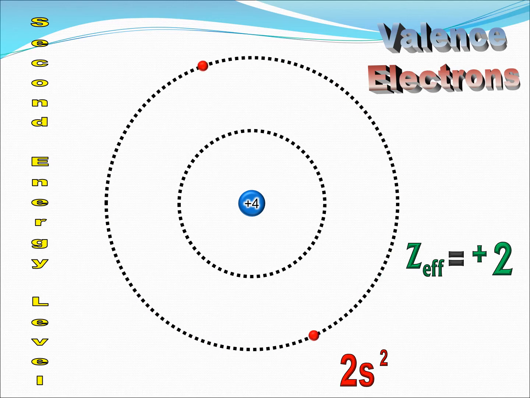So they are not feeling the full pull of the nucleus. This is critical. This is very important. They're not feeling the full +4 attraction to the nucleus because it is being shielded. That's the word we use. It is being shielded by those inner electrons. It's being blocked from them. So all they are feeling is the +2. Well, guess what?